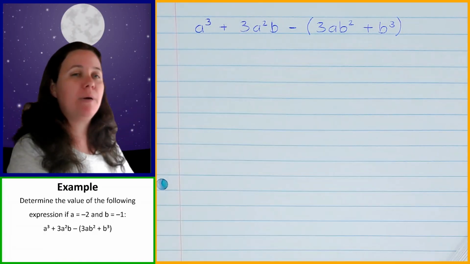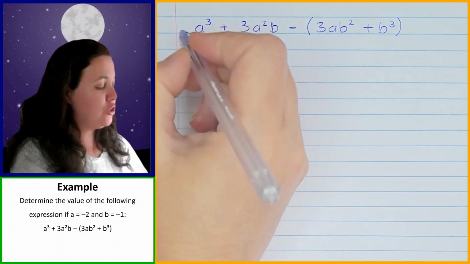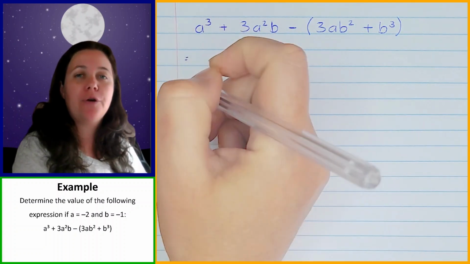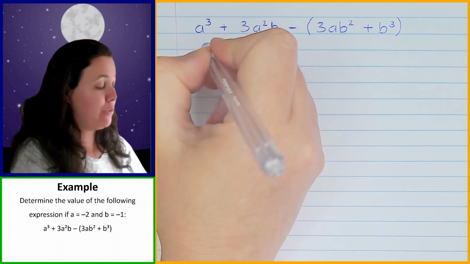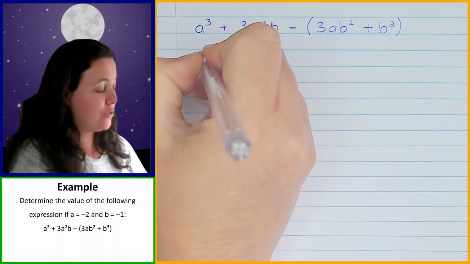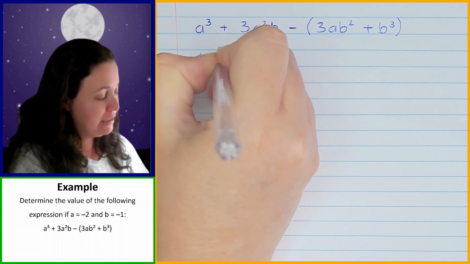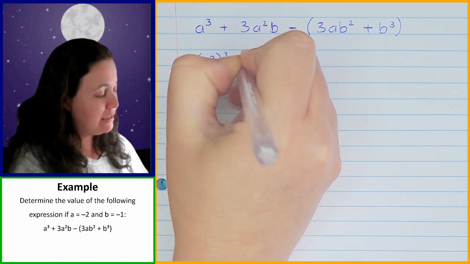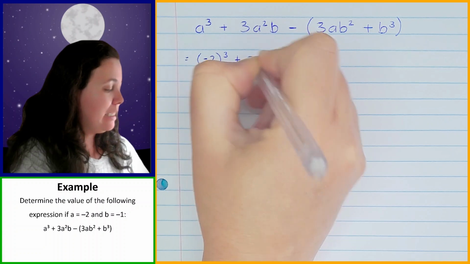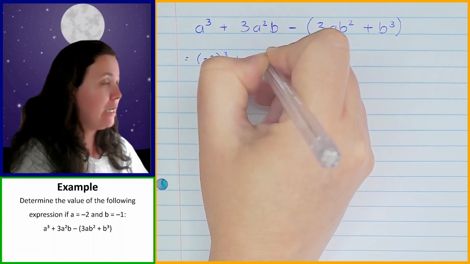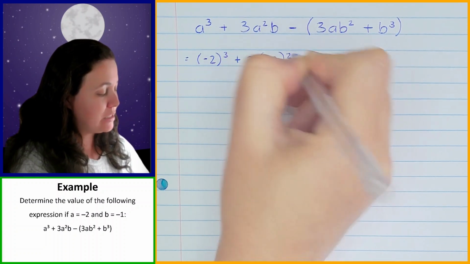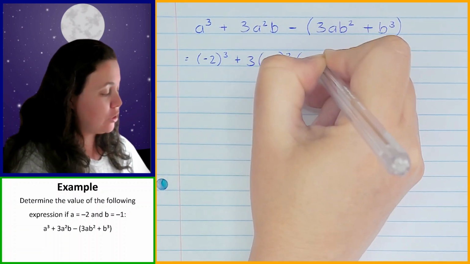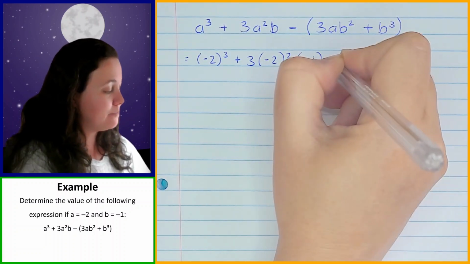Okay, so here I've got my expression. The first thing we're going to do is replace all of the variables with the values that we've been given for those variables, putting them in brackets. So a is -2, so I'm going to have -2 in brackets cubed, plus, then I've got 3, then a squared b. I'm going to replace the a with -2 in brackets, and that is squared, and then the b is also going to go in brackets, and that's -1.